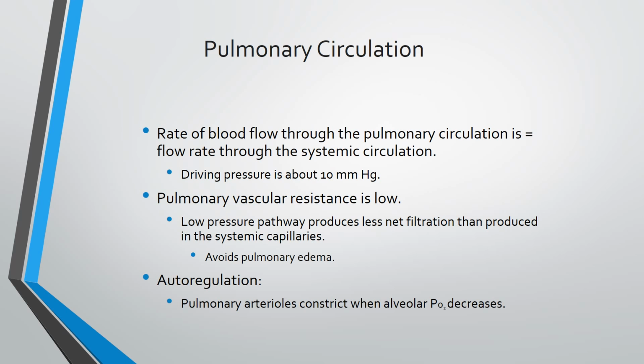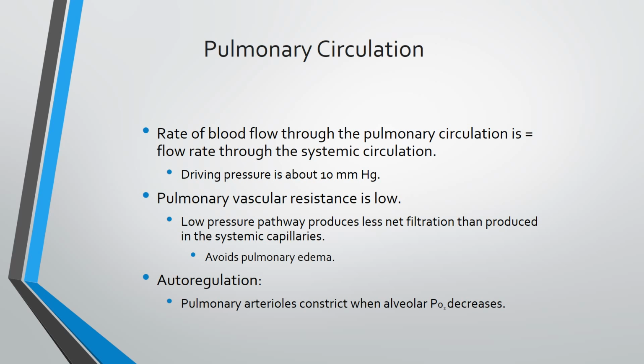So with our pulmonary circulation, this is the rate of blood flow going through the pulmonary circuit, and this has to equal the flow rate going through the systemic circuit. All right, if we remember, our cardiac output is about 5.5 liters per minute. And the driving force, in terms of pressure, is only about 10 millimeters of mercury. So the pressure difference between the left atrium and the pulmonary artery is this 10 millimeters of mercury.